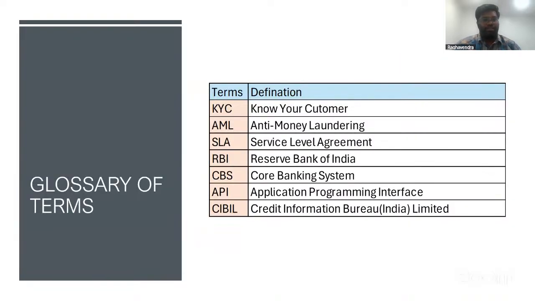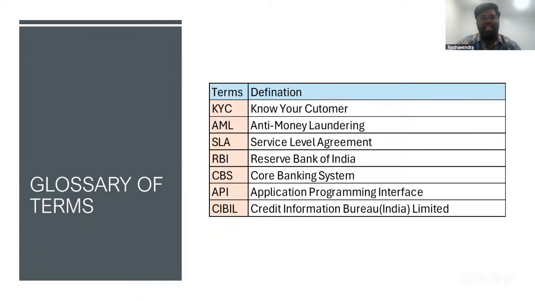So I would like to take you through the glossary of the terms. You might have heard me saying again and again different words like KYC, AML, SLA. So the terms are KYC. It means know your customer. It's about the basic information, the photograph, and identity of the customer.